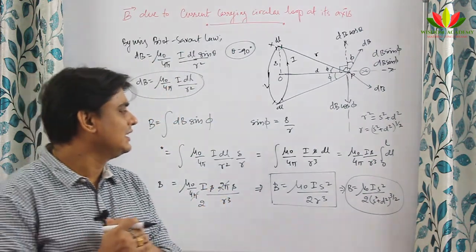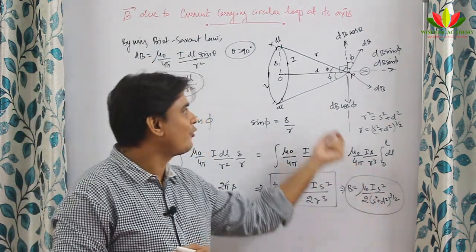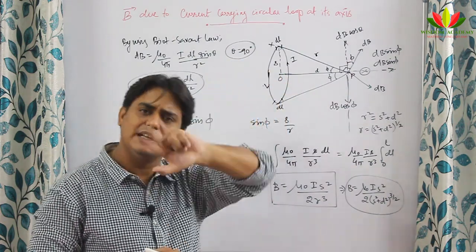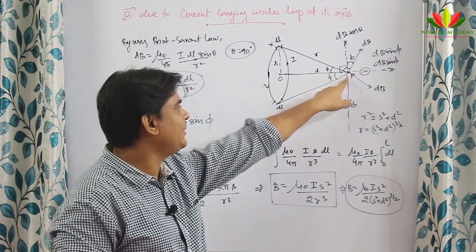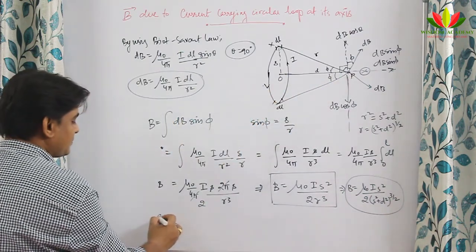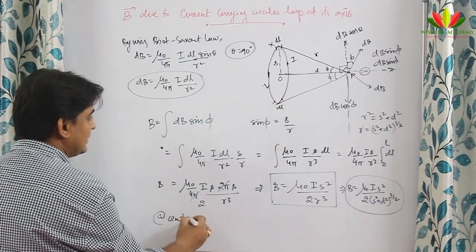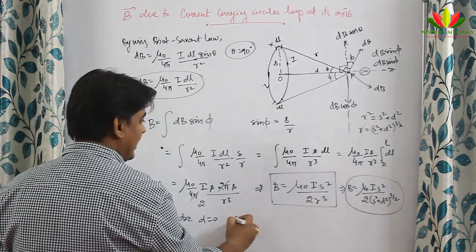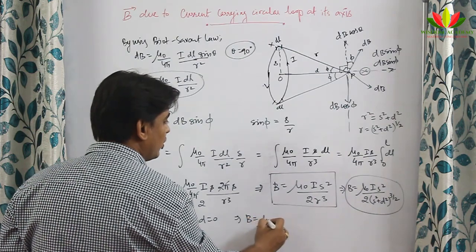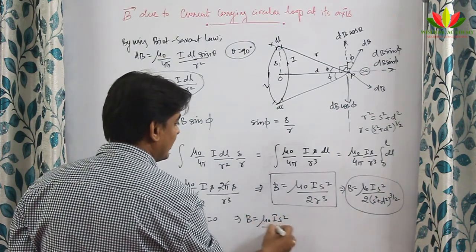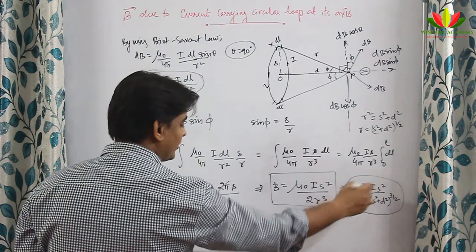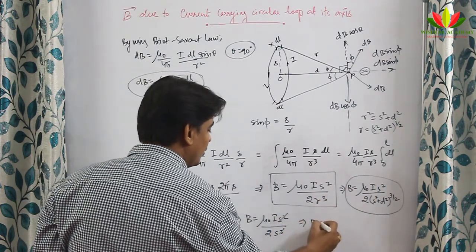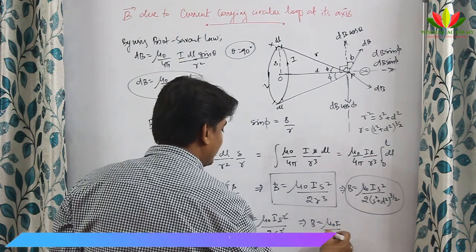Now someone can ask, if we apply this formula for finding the field at the center of the loop, can we get the same answer as what we got in the previous derivation? Yes, we will get it. If you take the point P at the center, d will become equal to 0. When you put d equal to 0 here, I will get B is equal to mu naught I s square by 2, and this square will get cancelled, s cube, s square will become s. So finally we will get B is equal to mu naught I by 2s.